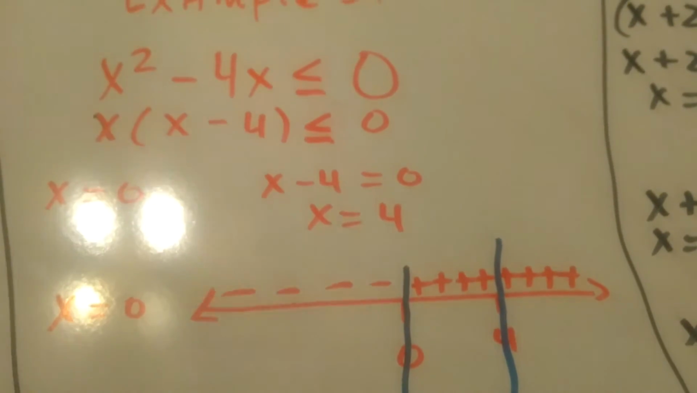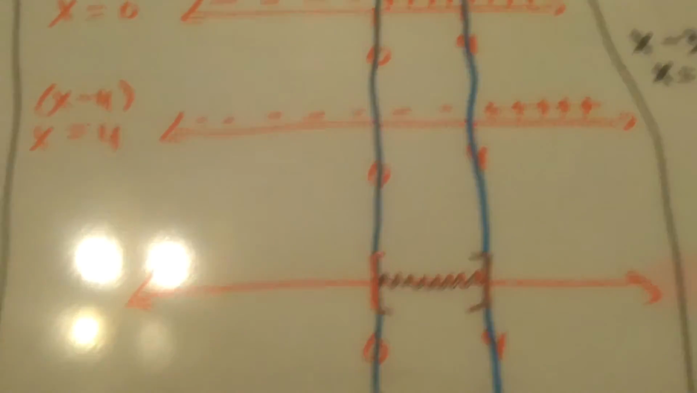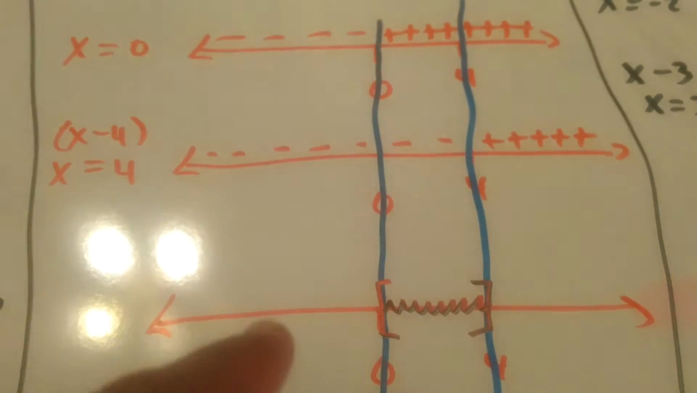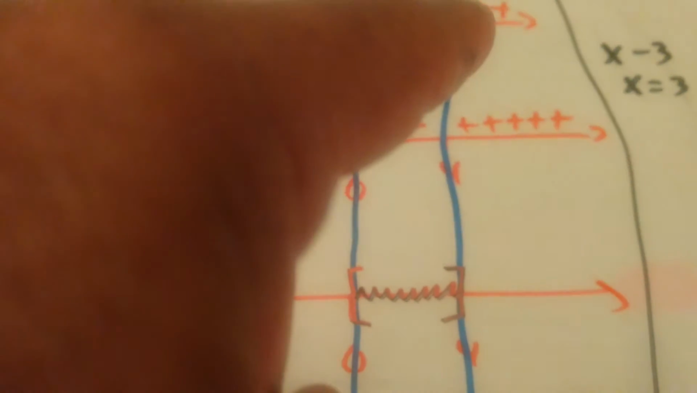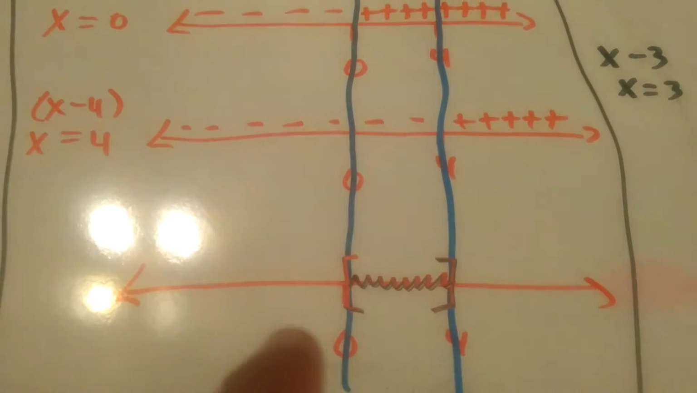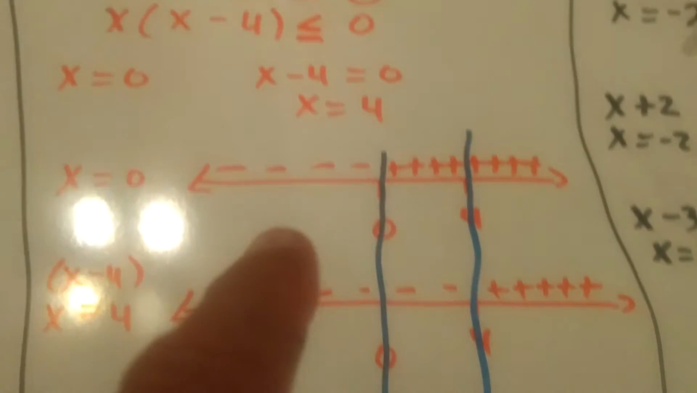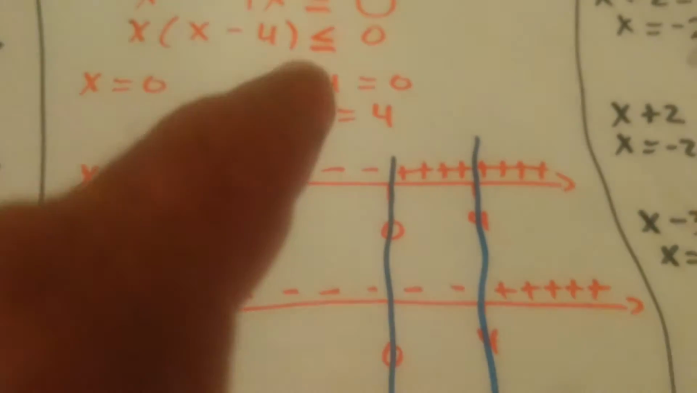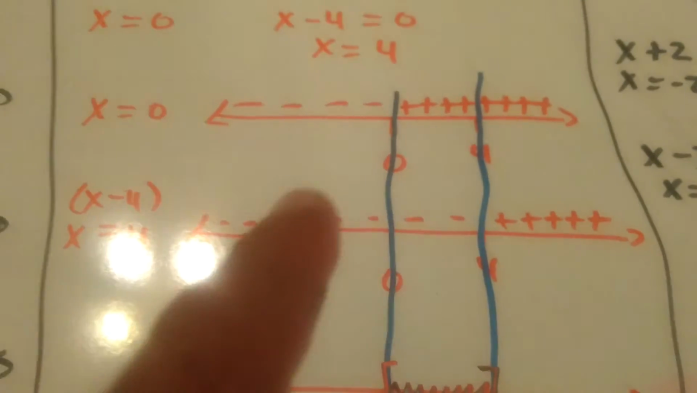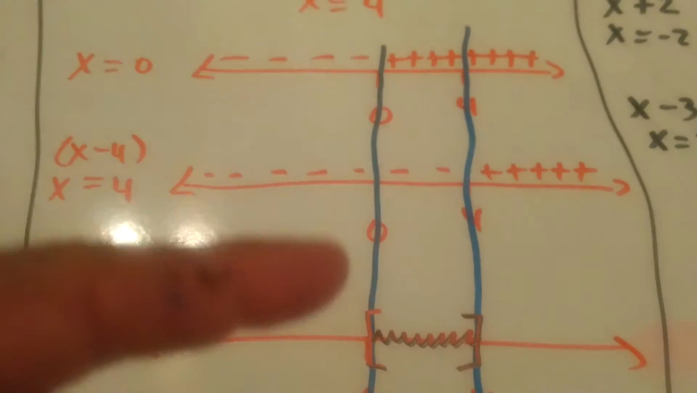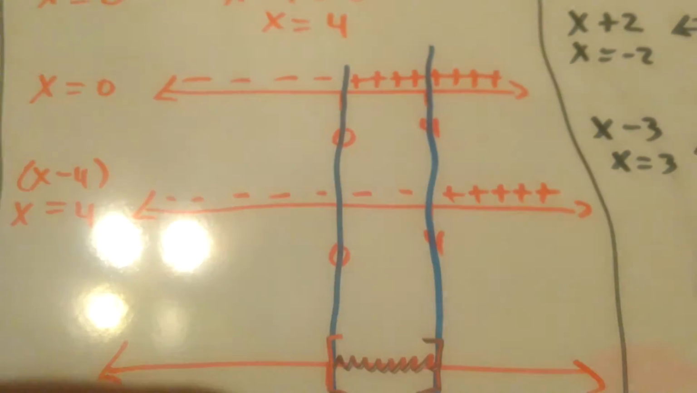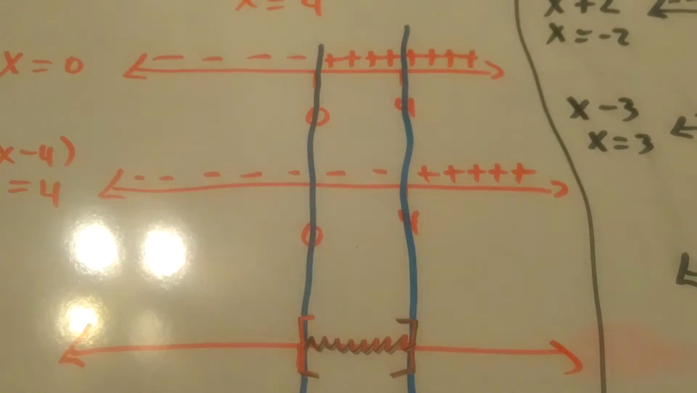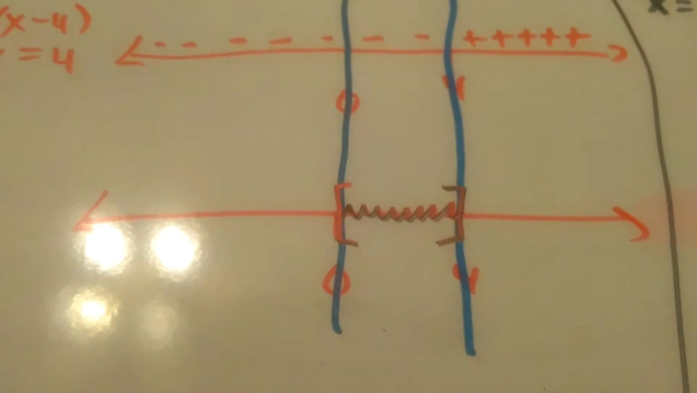Remember, we're looking for less than or equal to. So right here, negative times negative is a positive, we don't want that. Positive times negative is a negative, so we want that. Positive times positive, we don't want that. There are brackets here because it's less than or equal to. Again, less than or equal to means negative, because we're less than or equal to 0. So negative times negative is a positive, we don't want it. Positive times a negative is a negative, so we want it. Positive times a positive is a positive, so we don't want that. In interval notation, it looks like this.